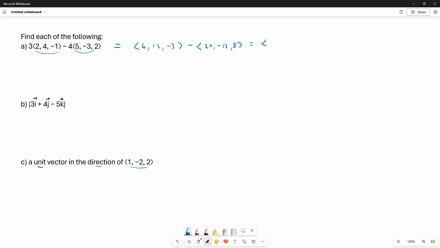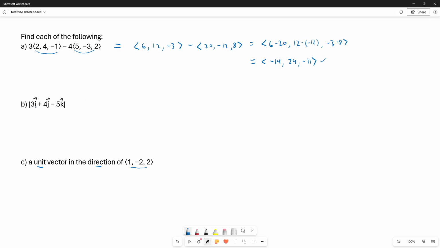The first component will be the difference of these first components. 6 minus 20, I'll write it for emphasis. 12 minus negative 12. And negative 3 minus 8. So this is the nature of the computation. And 6 minus 20 is negative 14. 12 minus a negative 12 is 24. And negative 3 minus 8 is negative 11. So this linear combination of two vectors in R3 gives us this vector in R3.